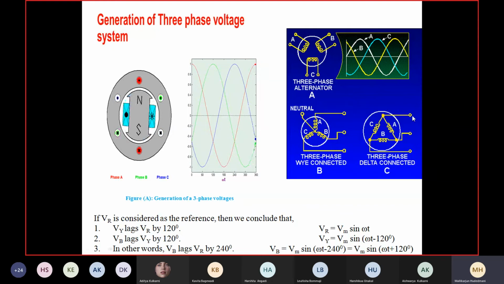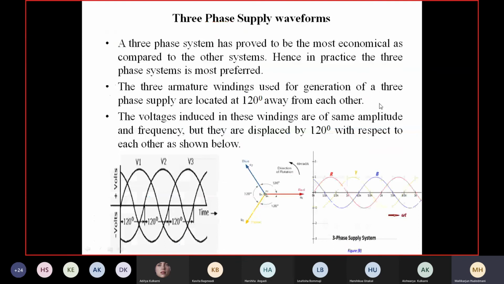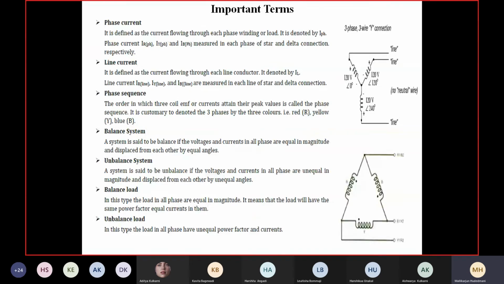But here, whatever is the current entering or leaving the line is no more the same. It comes and branches here. I would say phase current is the current flowing in the phase winding, and line current is the current going out or coming into the line. So line current and phase currents are different. So it becomes necessary for me to understand that. That is what is put here, the terms related to that.